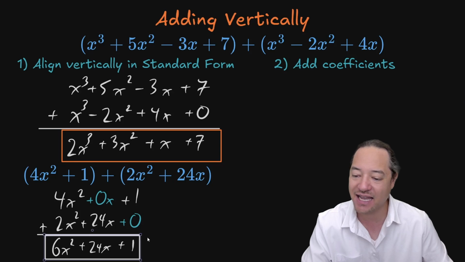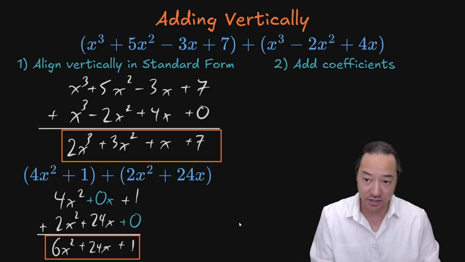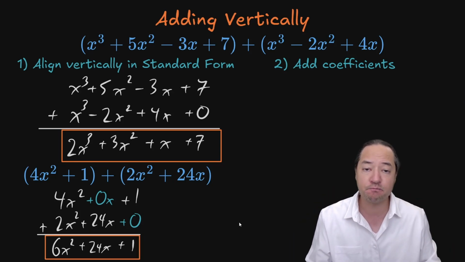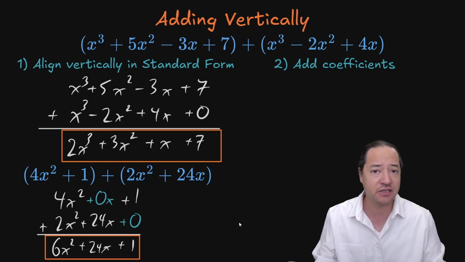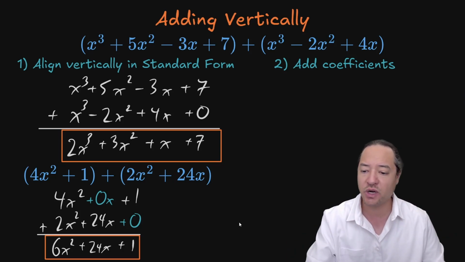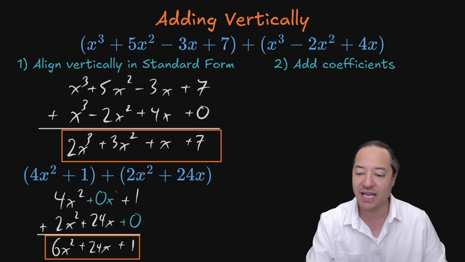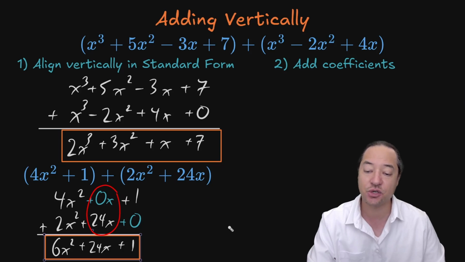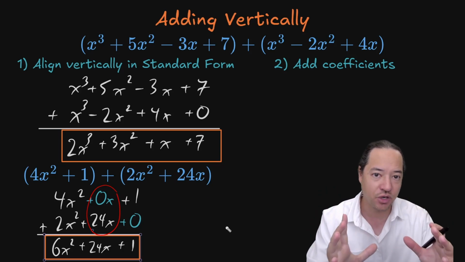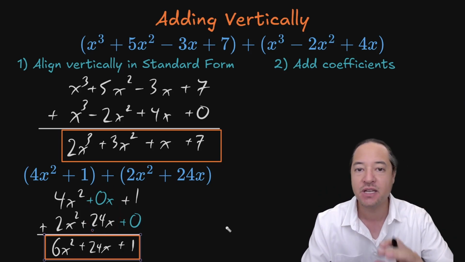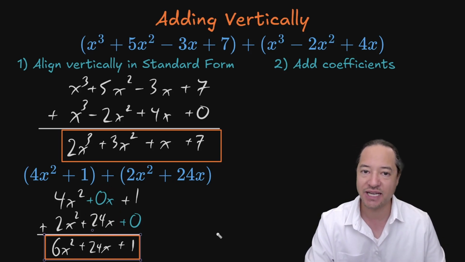Okay, so that's how we can do this vertically. Both options are perfectly valid. You can do it horizontally, you can do it vertically, whatever you want, but just remember to line things up so you have these like terms. If you need to leave a gap or add a 0 coefficient term there, do that just to make sure it's all lined up correctly. Okay, so that's how we can add.